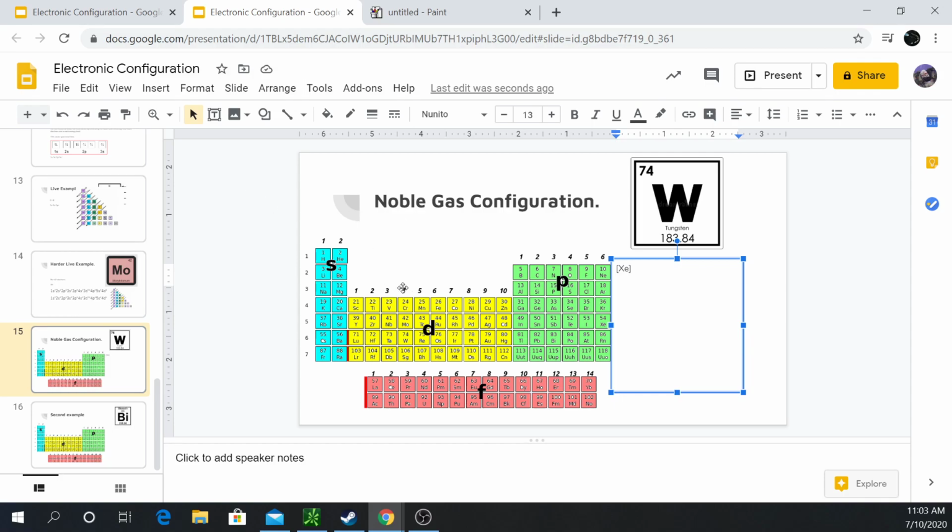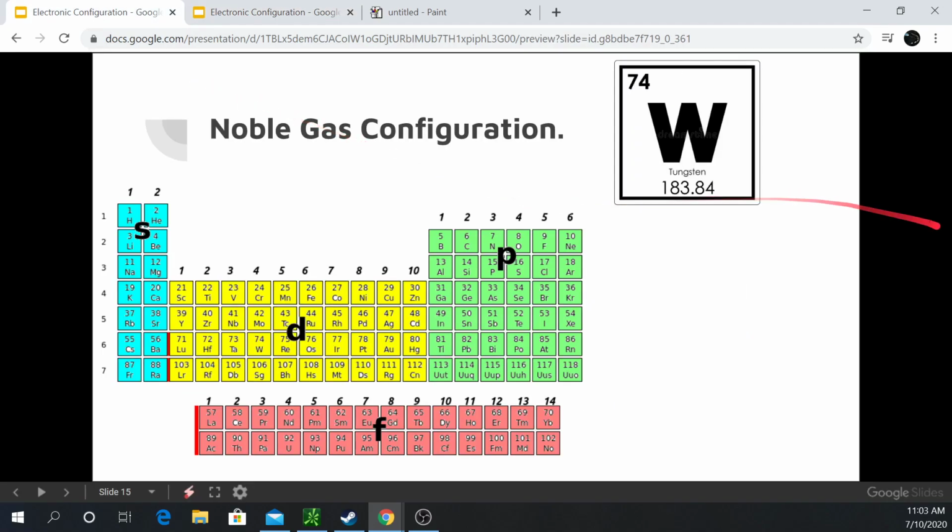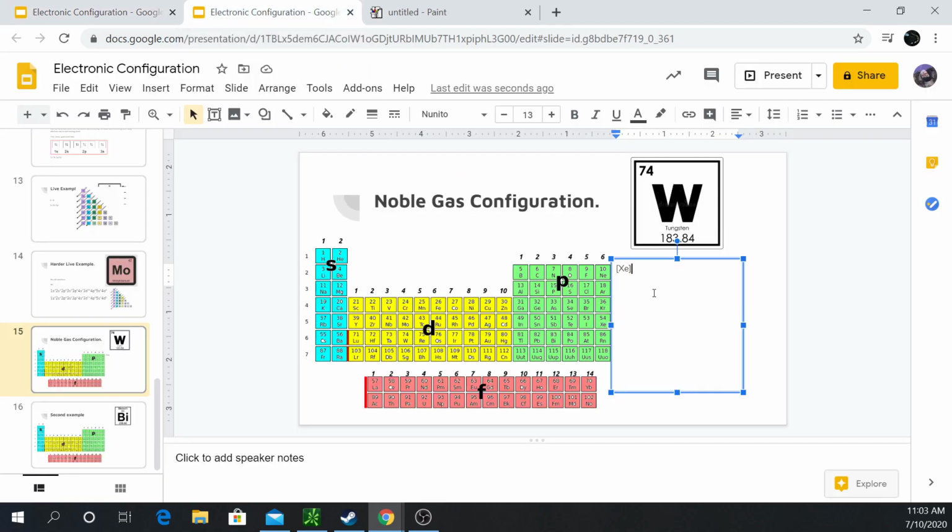Okay? And to figure out the plus some more, we're going to say, oh, okay, well, tungsten is 74. Xenon is 54. We need to add 20 more electrons to it. So, W, we need to add 20 electrons. And we get that 20 number because we took the 54 from xenon minus the number for tungsten.